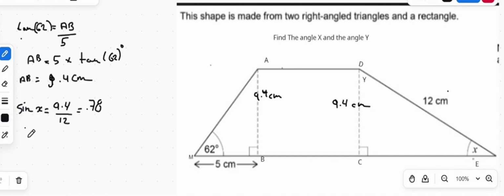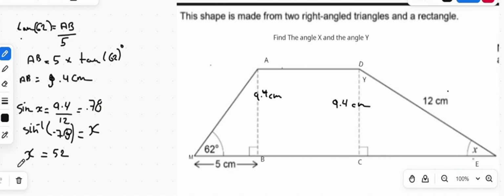So sine inverse of 0.78 equals the angle X. So X will be equal to 52 degrees. Be careful here that your calculator should always be set to degrees, not the radian mode.